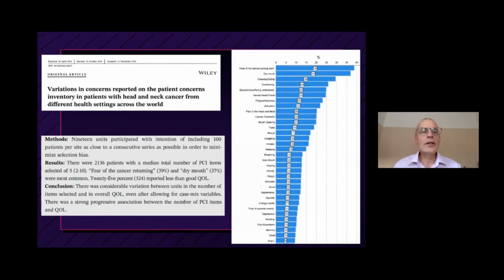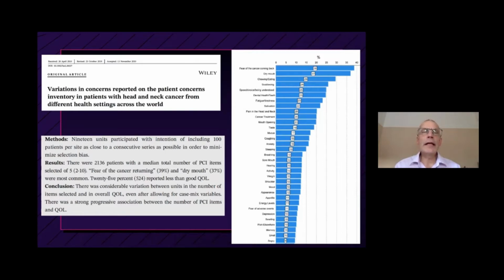This is the large international study that took place using a paper version of the PCI, 2,136 patients from 19 units. And there were international variations that you can discover when you access the paper. But again, the key findings here were fear of the cancer coming back, dry mouth, chewing and eating, swallowing.